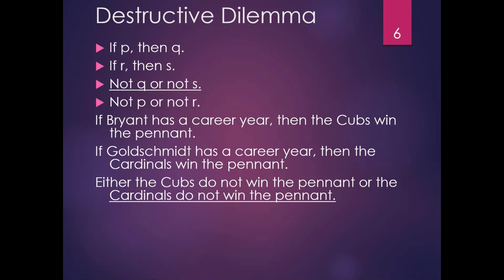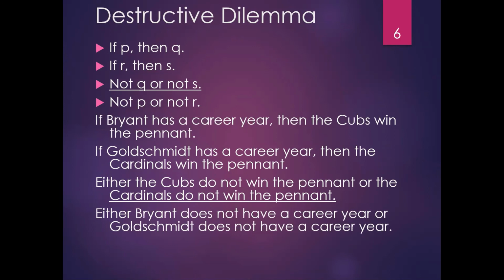Either the Cubs do not win the pennant, or the Cardinals do not win the pennant. So either Bryant does not have a career year, or Goldschmidt does not have a career year. So we are basically doing a modus tollens times two here to get to our conclusion.